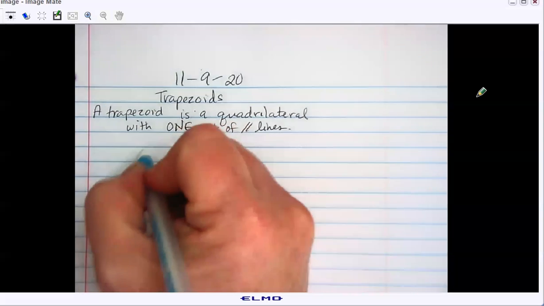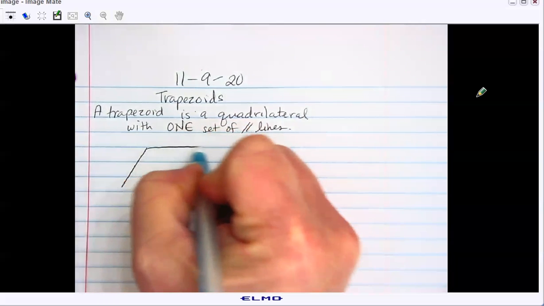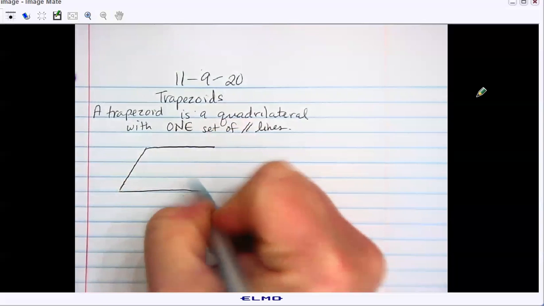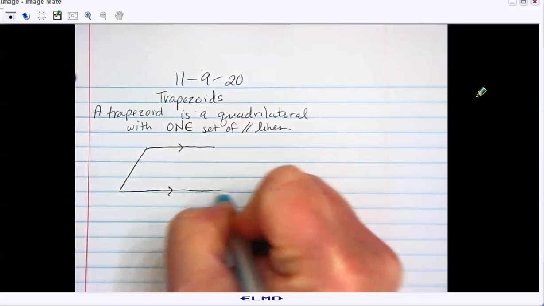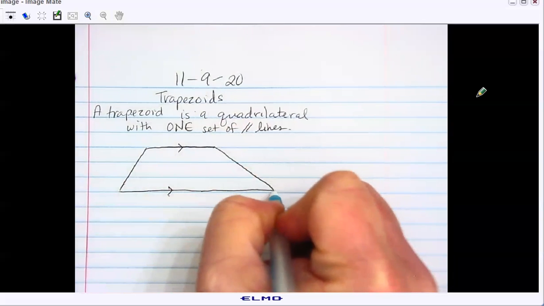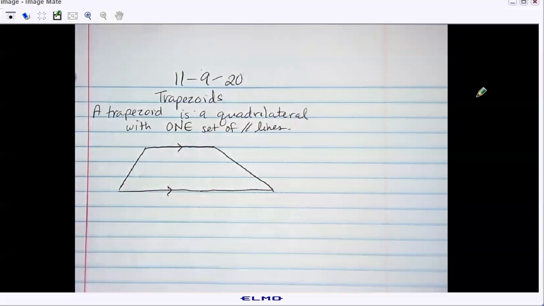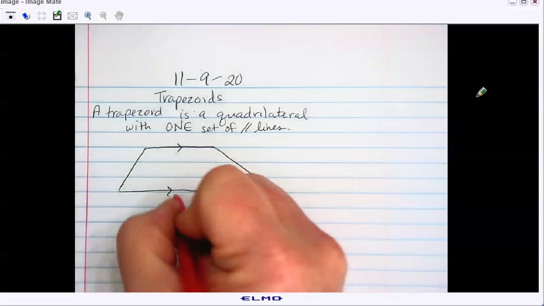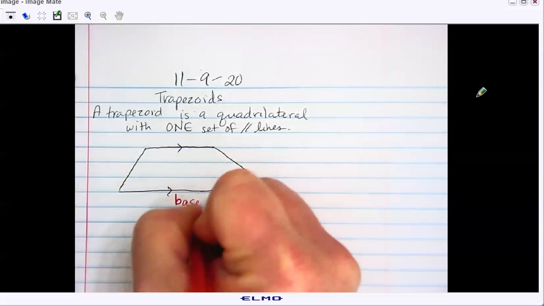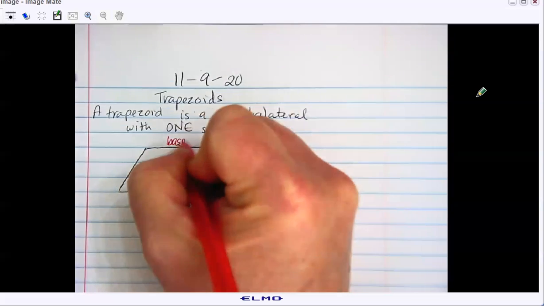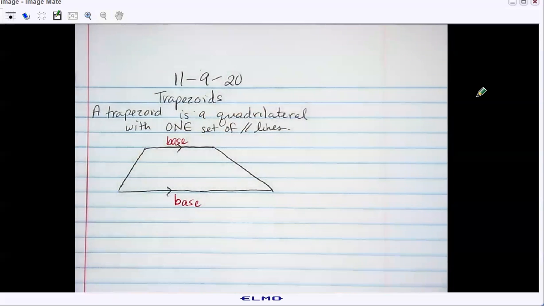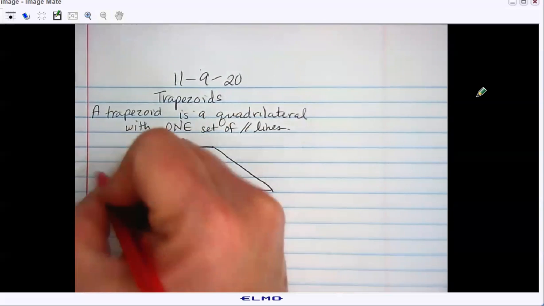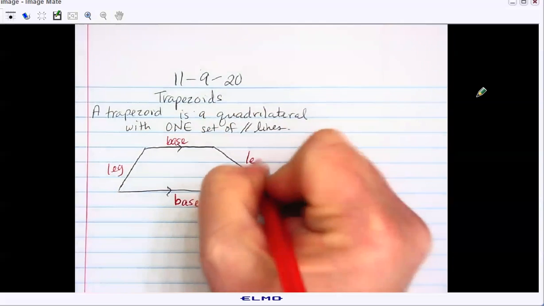Okay, so what does a trapezoid look like? Well, it's got one set of parallel lines, like so. And the others do not have to be. So we call the top and bottom bases. So that's a base, that's a base. Sometimes we'll call it B1 and B2. It doesn't matter which one you call B1 or B2, because when we do that, we're adding them together, so it doesn't matter. And then these that connect the bases are called legs.